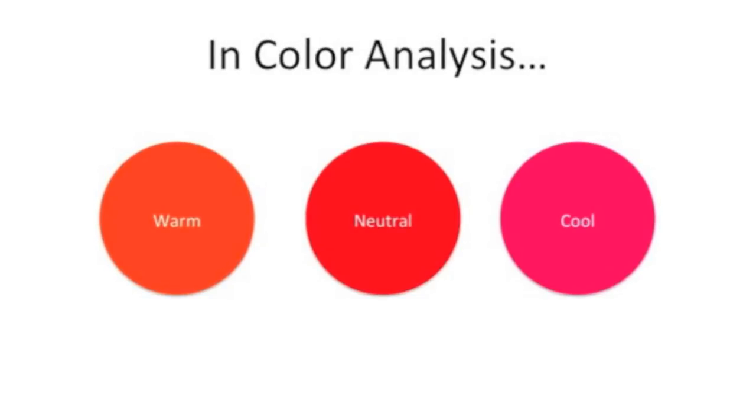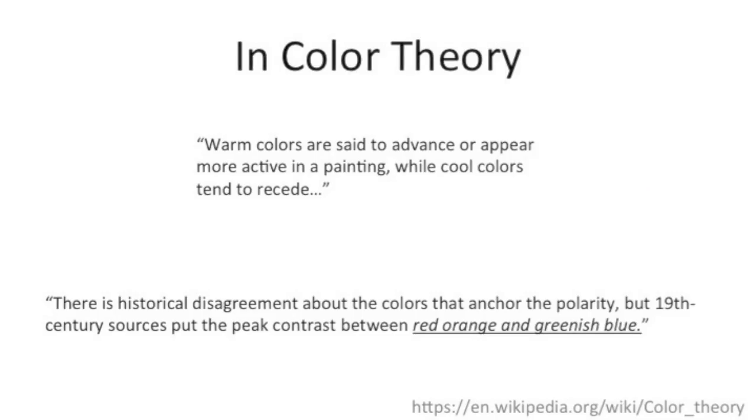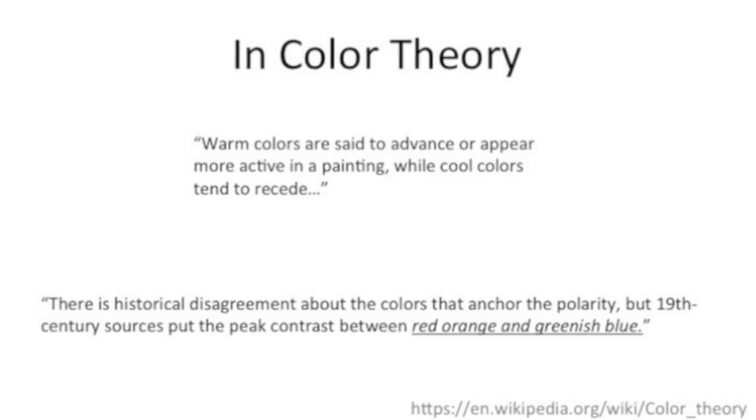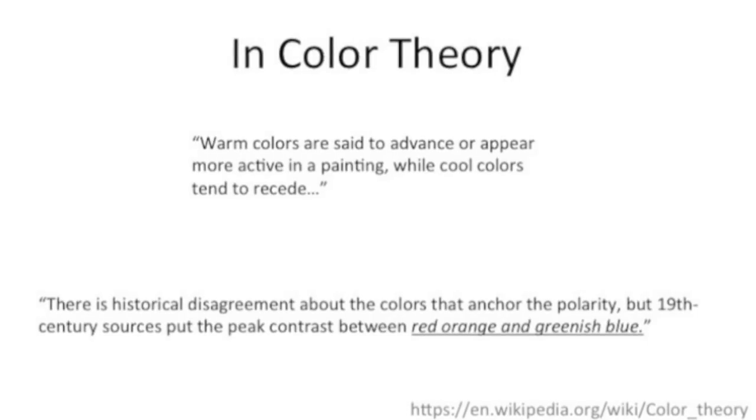In color theory, we have the definition of a warm color being anything that's high energy, anything that's dynamic. And so that's the main difference: magenta will be a warm color in color theory because it's dynamic and bright. In color analysis, we consider magenta to be cool because it's blue-based.